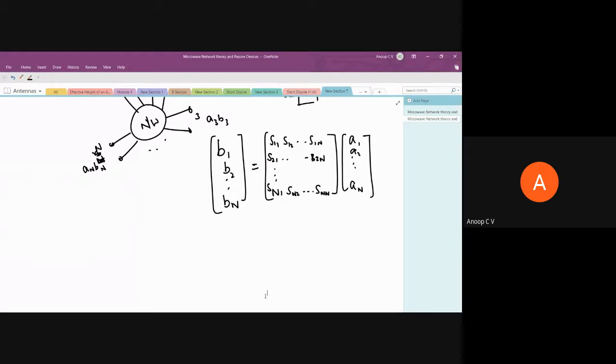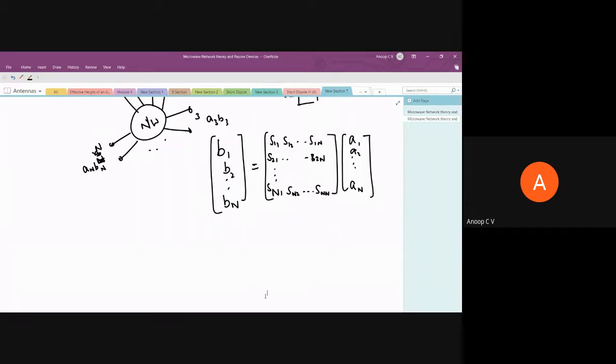If it is S12, that will be B1 by A2. So what you should do is give input A2 at port 2 and match all other ports. Then you should see how much power is received at port 1. So S12 will be the attenuation for a wave which is traveling from port 2 to port 1.